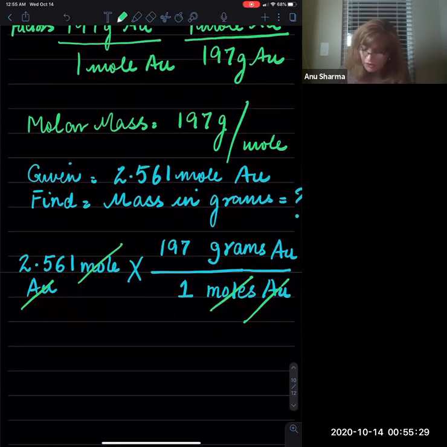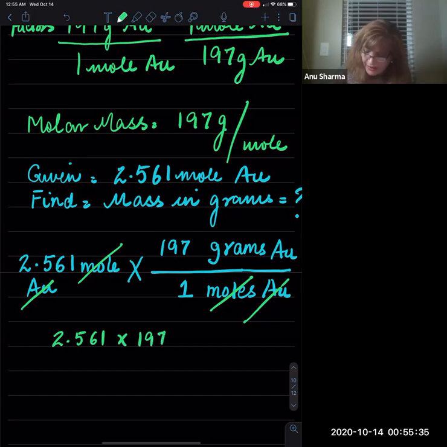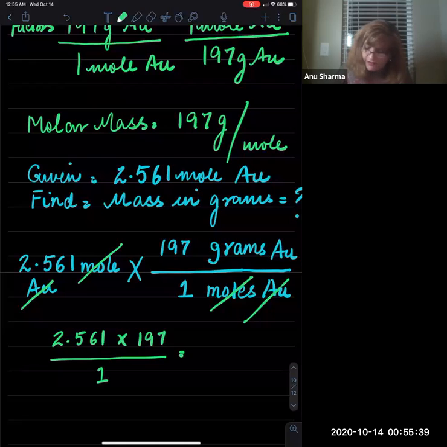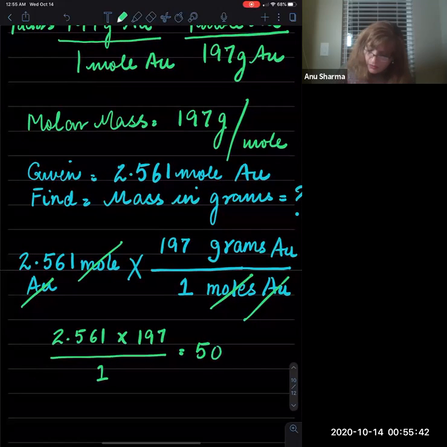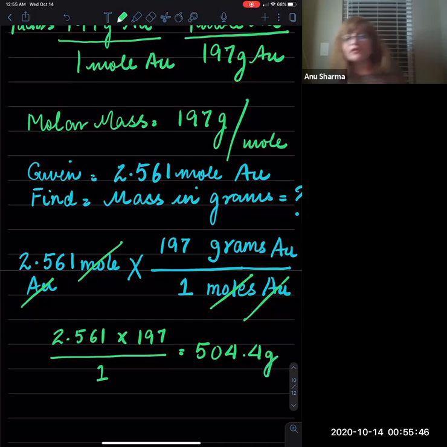grams of gold. So when you do the math, which is 2.561 times 197 divided by 1, that should give you 504.4 grams of gold. So this is the basic grams to moles, moles to grams conversion. So that was one piece.